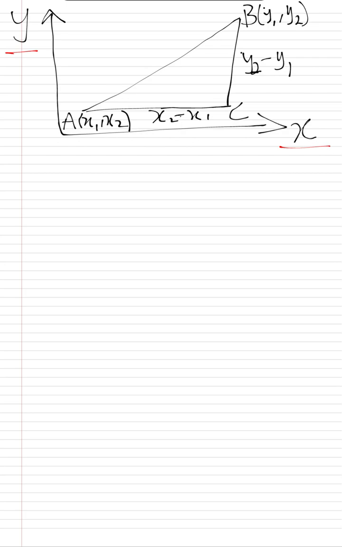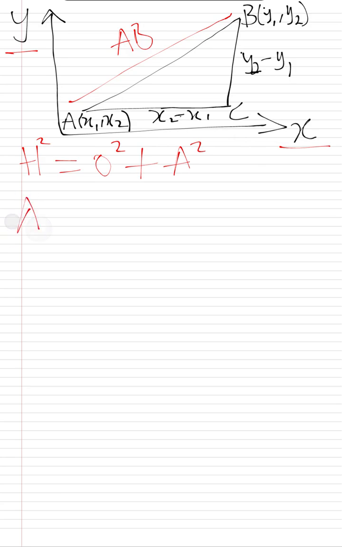Now you remember we have what we call the Pythagoras theorem. The Pythagoras theorem states that hypotenuse squared is equal to what? Opposite squared plus what? Adjacent squared. Now what is our hypotenuse? You can see that from this A to this B is our hypotenuse. So we can call this AB.